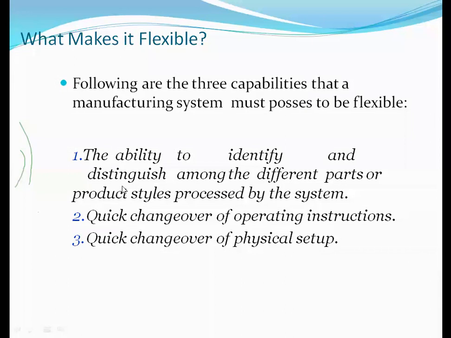There are three types. If the industries are capable of going for the quick changeover of the operating instructions, then you can go for the flexible manufacturing system. Or if you are capable of going for the quick changeover of your physical setup, then again you can go for the flexible manufacturing system. And the ability to identify and distinguish among the different parts, this is again your group technology. This is what makes the system flexible.